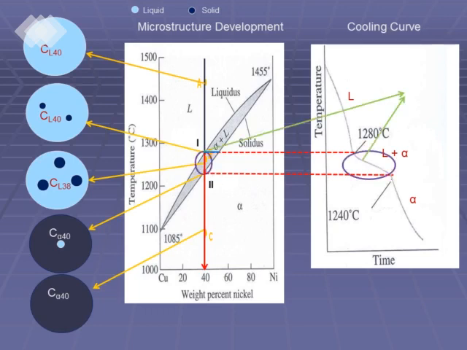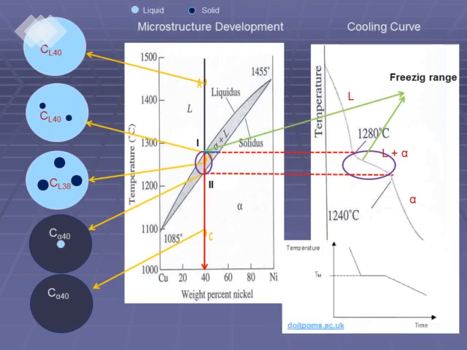Note that in an unlimited solubility system, a freezing range occurs, which means that the alloy transforms from all liquid to all solid in a range of freezing temperatures, not at a constant temperature like in their pure metal forms.